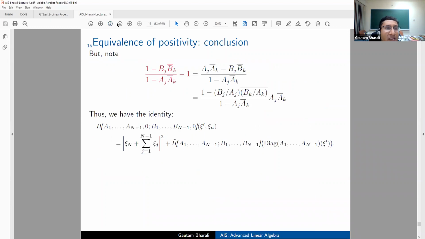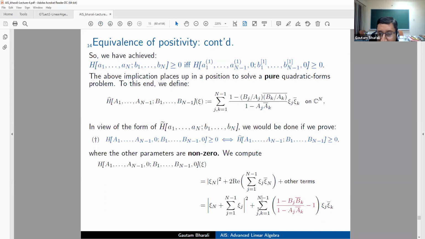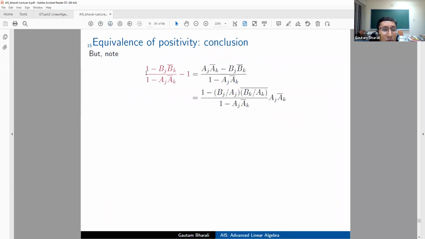So this red thing, remember, is the thing I'm carrying over from the previous slide. So now let's compute. 1 minus bj times bk conjugate divided by 1 minus aj ak conjugate, the whole thing minus 1. Well, I just take the common denominator, 1 minus aj times aj conjugate. So when I take the common denominator, the numerator simplifies this way.